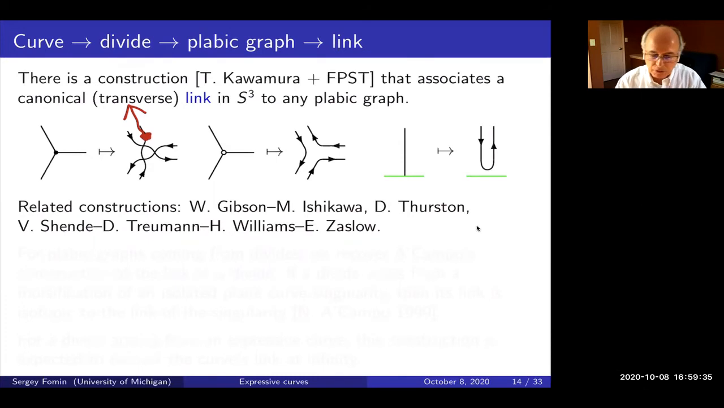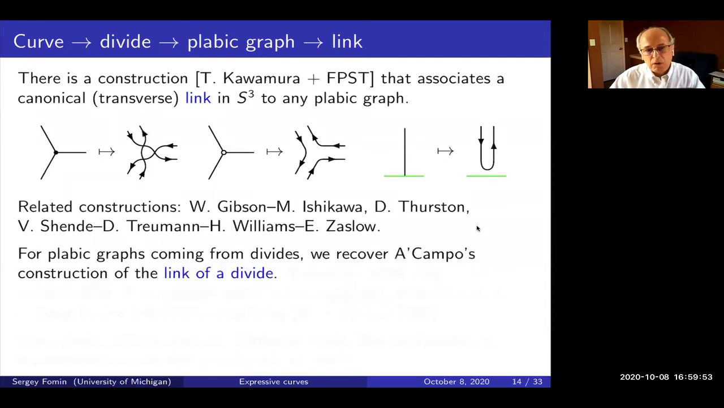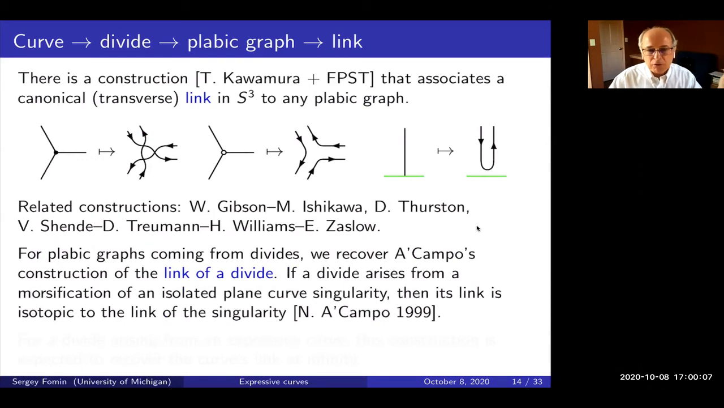But in fact, this construction naturally gives a link in S3. I can explain that, but let's not worry about it now. So there is a very natural construction of a link, and in the case of graphs coming from divides, we recover a recipe suggested by A'Campo many years ago. More importantly, that link that you build turns out to be isotopic, in fact, transverse isotopic. So this link is actually transverse with respect to the standard contact structure in S3. So you get a link isotopic to the link of the singularity, the classical Seifert-Burau-Zariski link of a singularity.